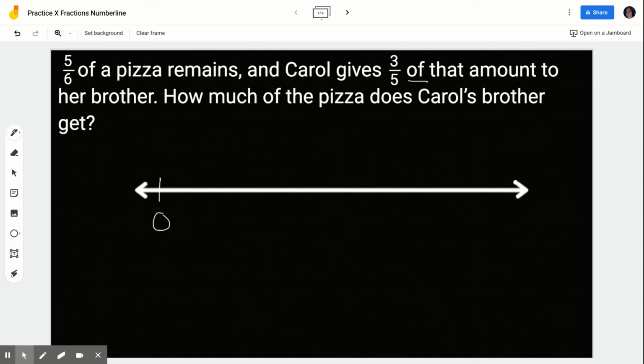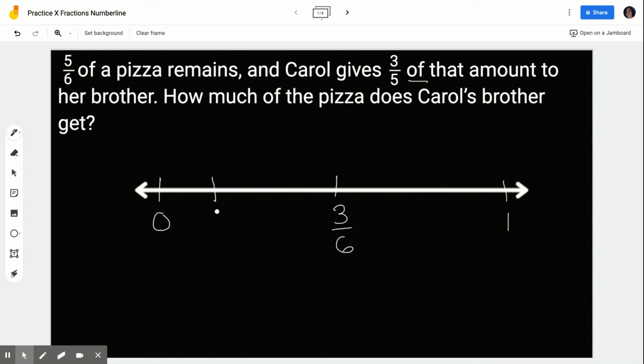If I was representing how much pizza was left on a number line, let me go ahead and create my number line first. 5/6 means we have 5 out of 6 pieces. So if there's 6 pieces, I'm using my understanding of fractions to draw this on the number line. You don't have to start in the middle, I just usually like to. I know 3 is half of 6, so that is half of my number line here.